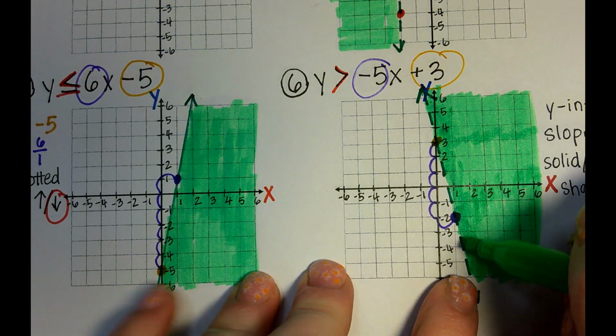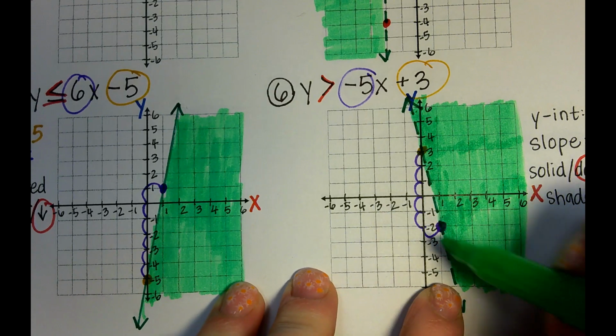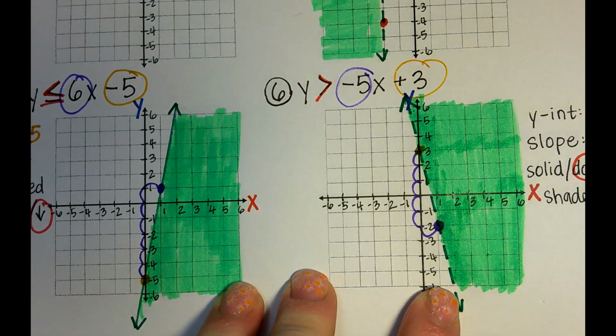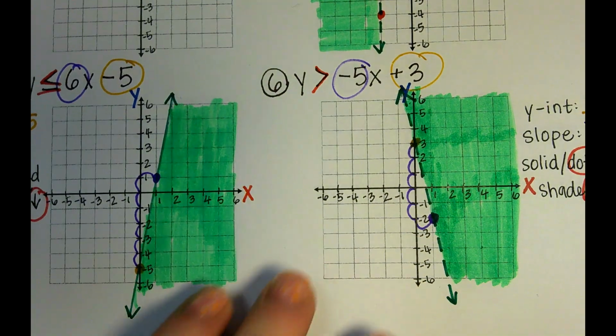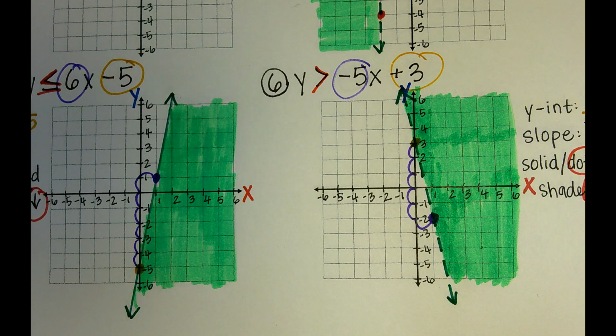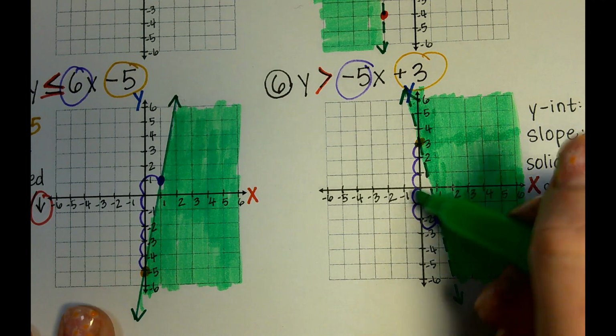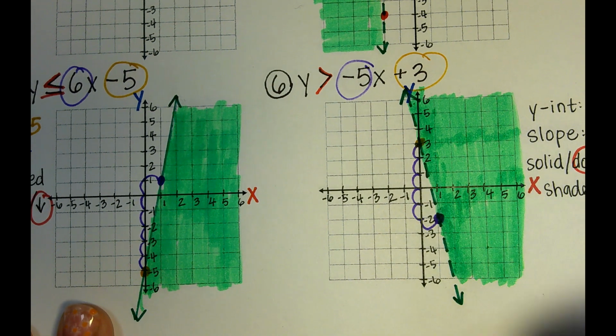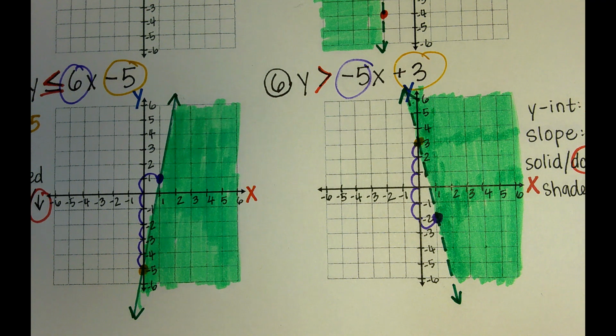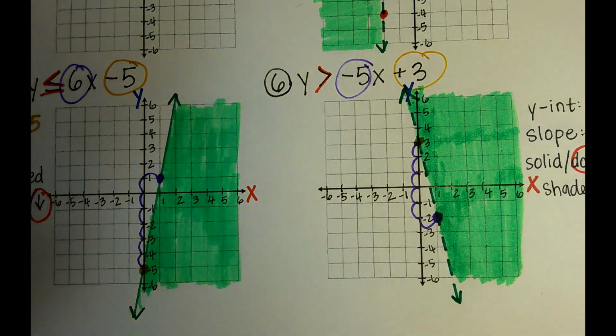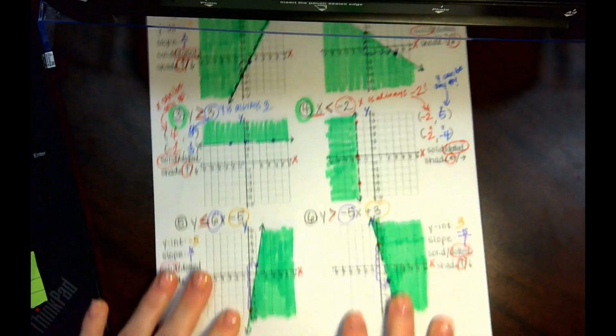Start from the line you graphed. If you're supposed to shade up, draw a line going straight up from the line, and that's where you're going to be shading. Or if you're supposed to shade down, draw straight down from your line. I think that'll help. Okay, so there is our Do Now worksheet.